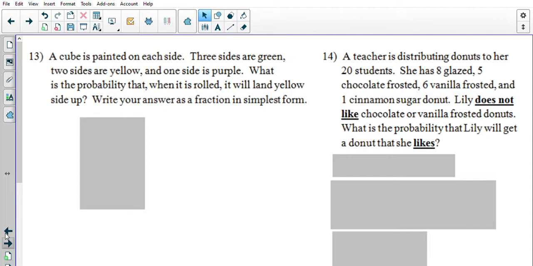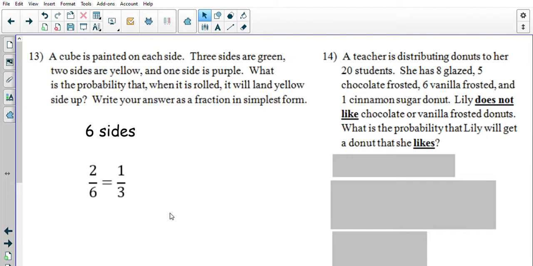Well, a cube has 6 sides. 3 green, 2 yellow, 1 purple. The probability of it landing yellow side up, well, 2 of the sides are yellow. I'll go ahead and highlight that in yellow. So it'll be 2 out of 6, which reduces to 1/3. As a percent, that's 33.3 repeating percent, but it doesn't ask us to write it as a percent.